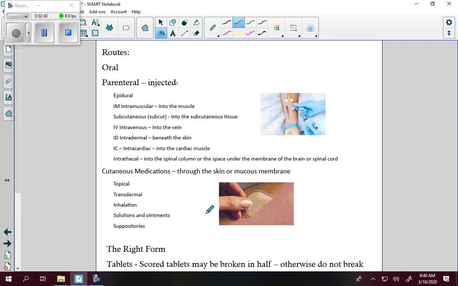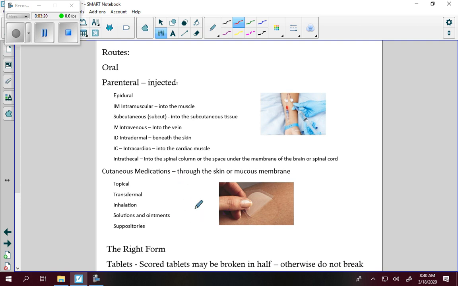The routes. There are oral routes by mouth. There are parenteral routes, which are injected. Some forms of that are epidural, intramuscular, subcutaneous or subcut, IV, which is intravenous into the vein, ID, which is intradermal beneath the skin, IC, which is intracardiac, and intrathecal into the spinal column or space under the membrane of the brain or spinal cord. You'll need to know what these abbreviations are because we're going to be given medicines this way. In this course, we're going to focus on IM, subcut, and IV.